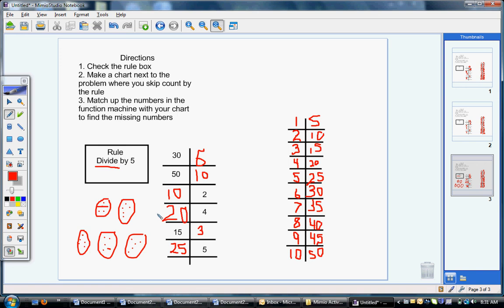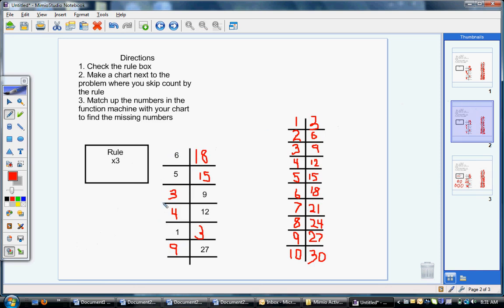And remember, we can also check the first column is bigger than the second column because it's dividing. Remember, it's the opposite when you do multiplying. When you multiply, the first is small and the second is big. The rules, though, are the same. We check the rule box. On this one, it says times 3. We make a chart where we number 1 through 10, and then we skip count by 3. 3, 6, 9, 12, 15, 18, 21, 24, 27, 30. The last thing you have to do is match up the numbers in your function machine with the numbers in your chart. I wanted to know what matched up with 6. Here is my 6, and it matched up with 18.